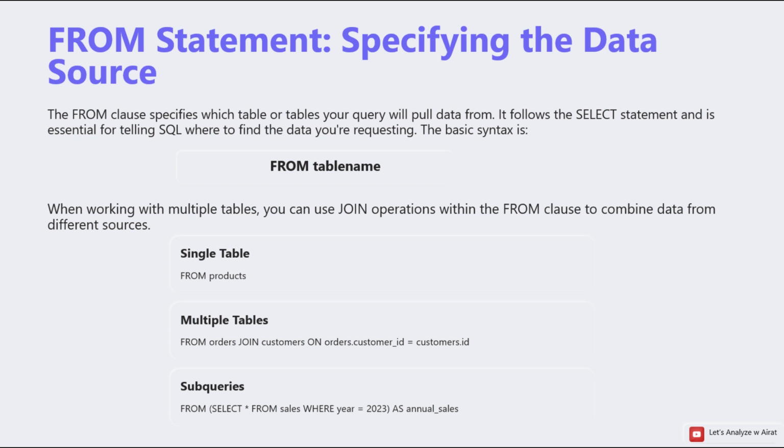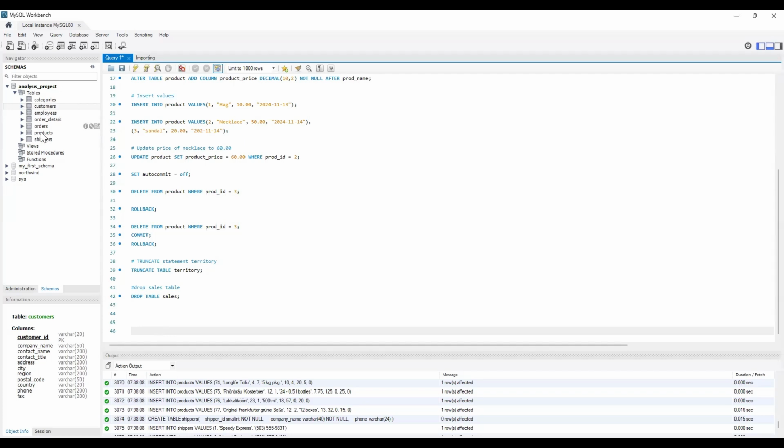Back to SQL Workbench. We already have our tables. All we need to do is select values or extract values from our table. Using the other details table, let's select. We want to select all the columns, so we use the asterisk. Select all from the other details table. And we use our semicolon.